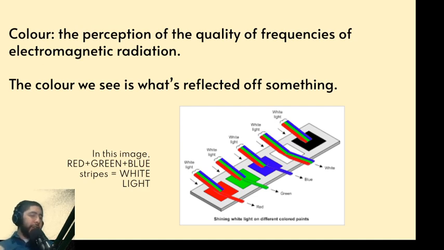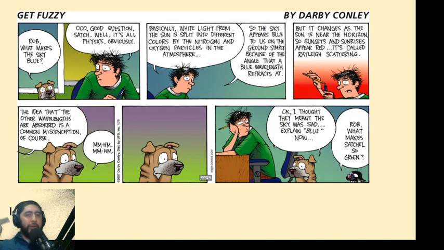Color. Okay, so color is usually a full lecture that I do. However, there's other things that I thought were more important, unfortunately. Color is my favorite thing, so I'm going to have to get through this pretty quickly. So color is basically what we see is reflected off something. So this is a good diagram to wrap your head around.